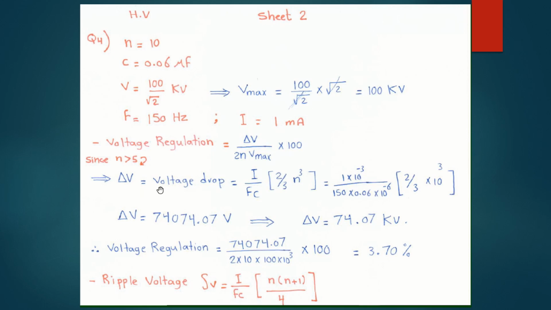So delta voltage, which is a voltage drop, is equal to I divided by Fc into 2 divided by 3 into n to the power 3. Okay, so by substituting the value of I here, I is equal to 1 into 10 to the power minus 3, and the frequency is 150 into the capacitor, which is 0.06 into 10 to the power minus 6. Then we open the bracket, 2 divided by 3 into the number of stages, which is 10 to the power 3. So if you use your calculator, you will get this value here, which is 74,074.07 volt, and we change it to kilovolts.